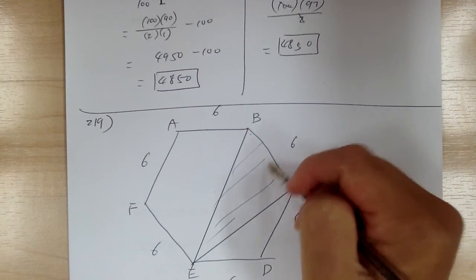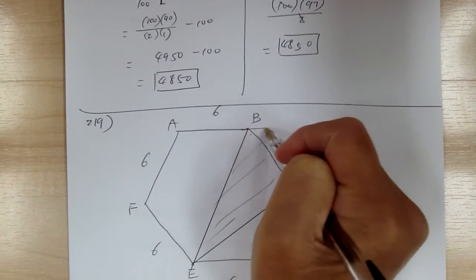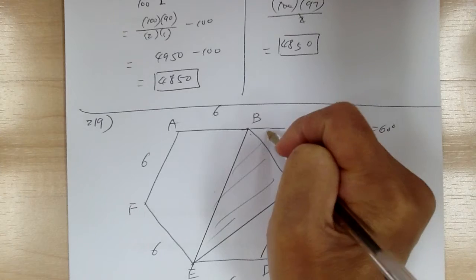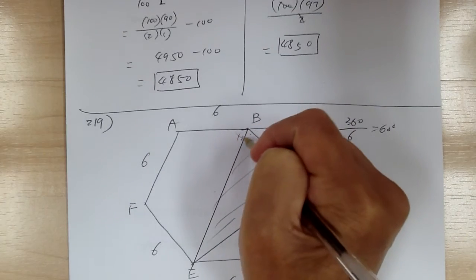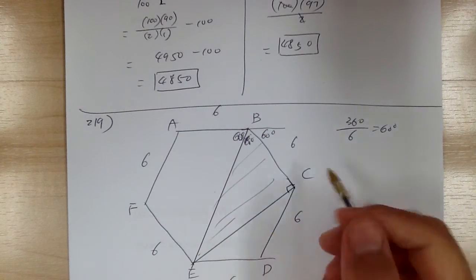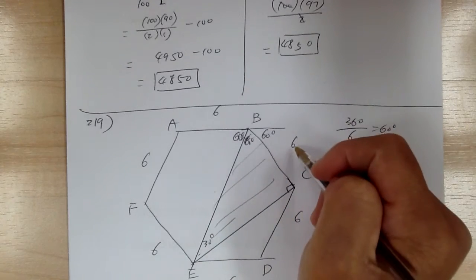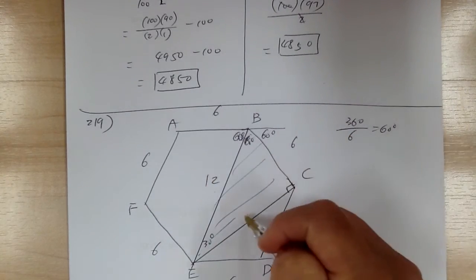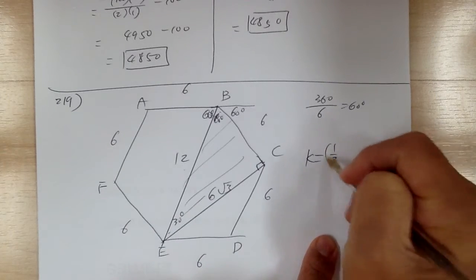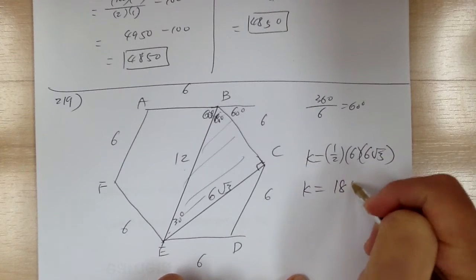Well, all this would be 30-60-90 special triangles. And if you don't see that, what you can do is get the exterior angle. So 360 divided by 6 sides, you get 60 degrees. So the exterior angle is 60 degrees. Therefore, this would be 120. And since this is the bisector, you get 60 and 60. And this is going to be a right angle. So this is going to be a 30-60-90 special triangle. So if this is 6, this would be 12, and this would be 6 square root of 3. The area of this would be 1/2 base times height. So the area will equal 18 square root of 3.